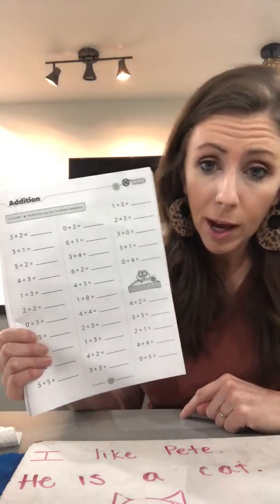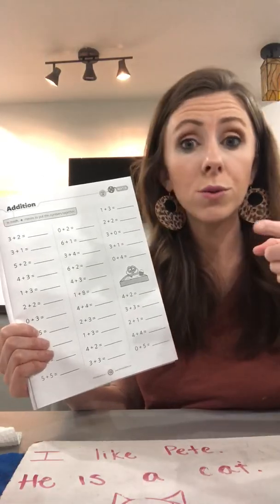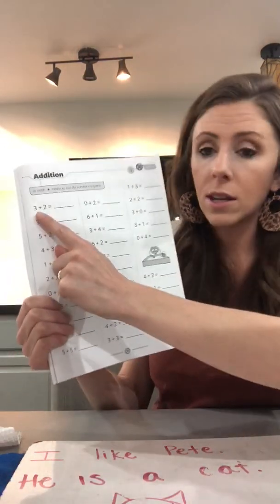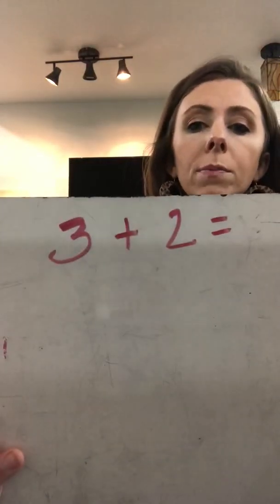You can use pictures to help you solve these problems. You can use number bonds to help you solve these problems, or you can use objects. So the first one says 3 plus 2 equals. So I'm going to do that one on my board here so we can do it together. 3 plus 2 equals.